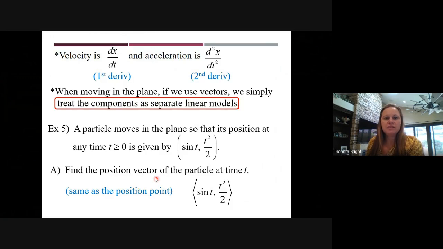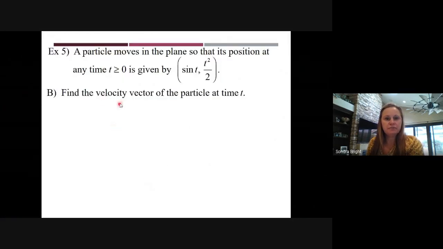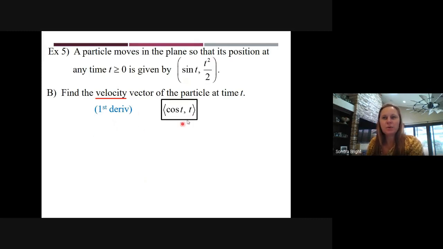The next thing they want to know is find the velocity vector. Well, velocity is just the first derivative. And so we'll take the first derivative of sine, which would be cosine of t, and taking the derivative of t squared divided by 2, pop that 2 in front, and drop the exponent by 1, so the 2's end up canceling. Your exponent is now a 1. So your velocity vector is cosine t comma t. So this is for any time t.